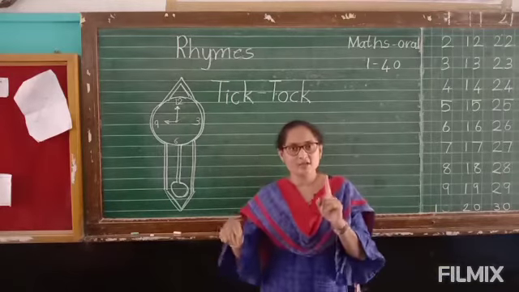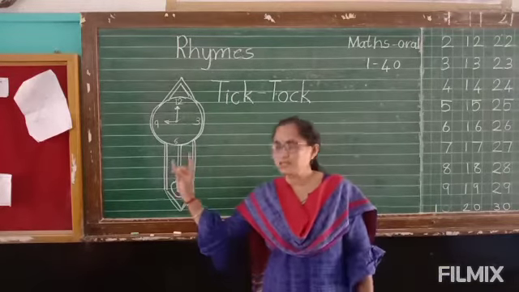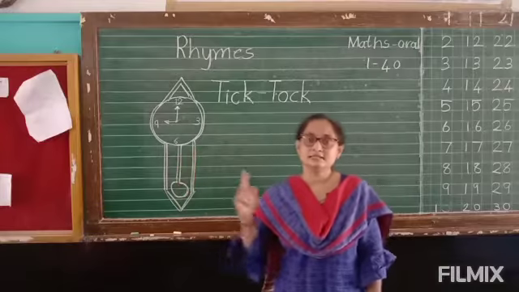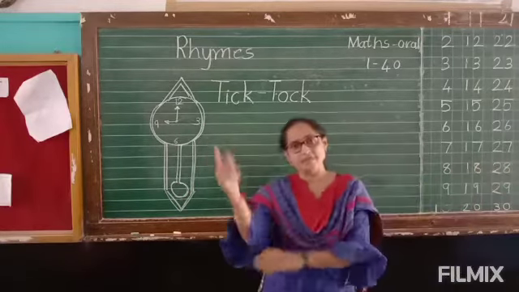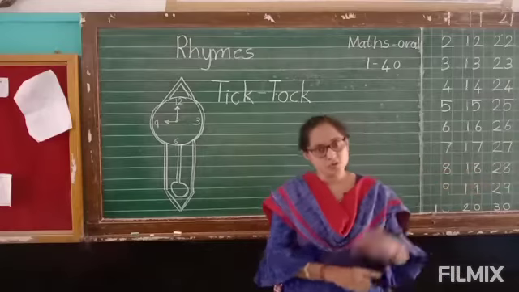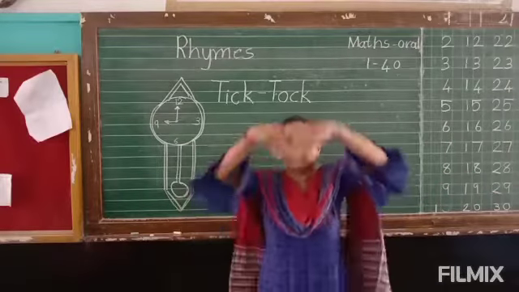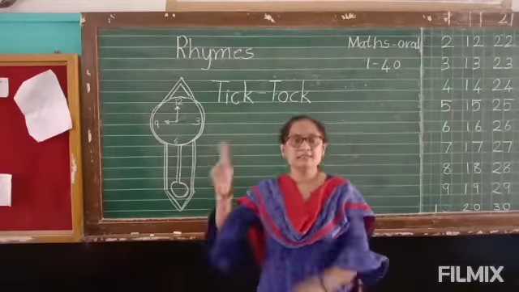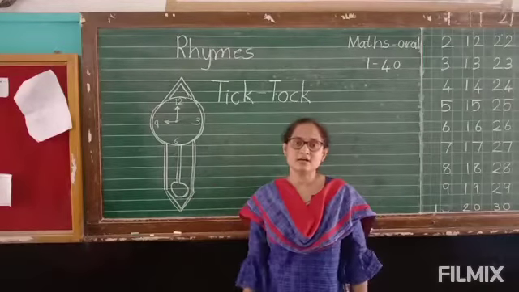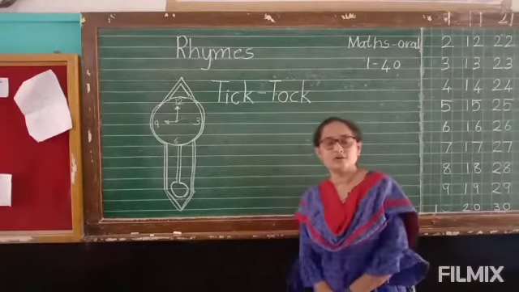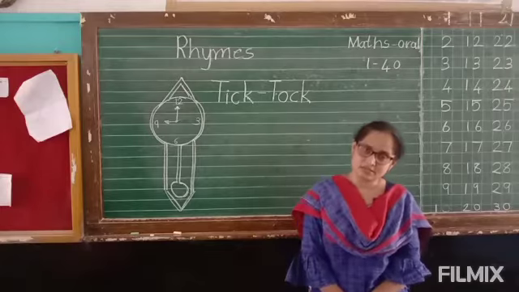Okay, now we will start our new lesson. Tick tock, tick tock. Where is it? In the clock. It's time for work, it's time for play, so it swings throughout the day. Tick tock, tick tock. Okay, now you all have to repeat after me with action. Okay.